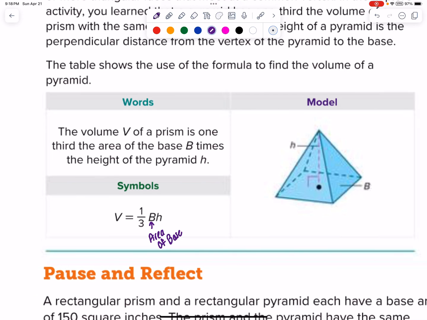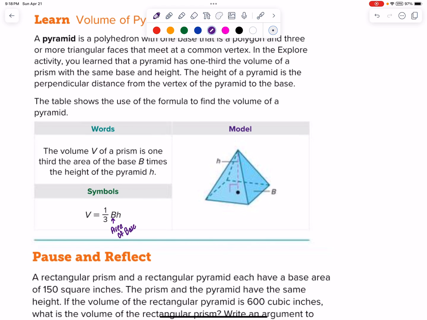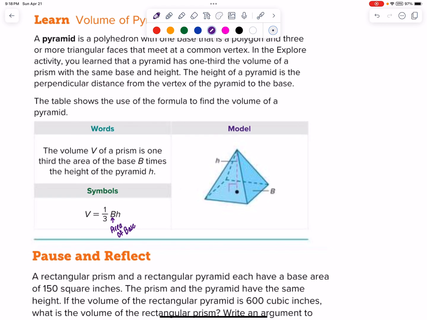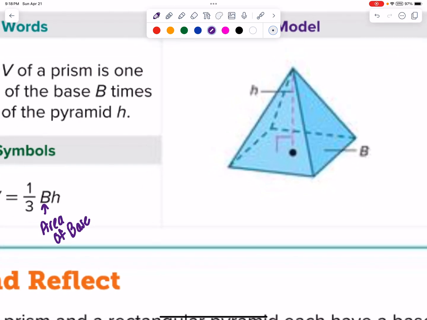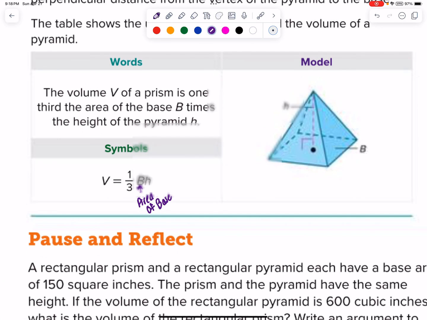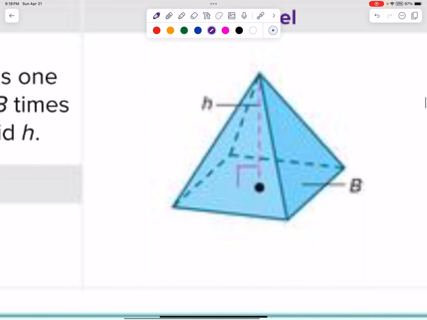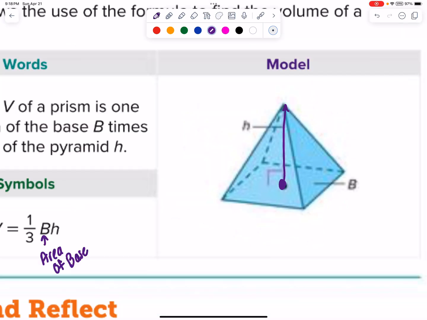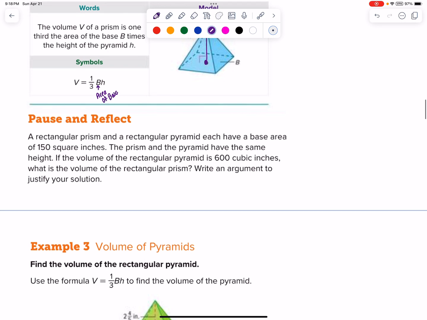because we know that some pyramids can be triangles and some pyramids can be rectangles. Okay, so it's either going to be 1/3 length times width times height, or 1/3 1/2 base times height. Okay, so same sort of concept. Let's go ahead and tackle this. Pay attention though, the height for this is in the center going up to the apex. Okay, that's the height. Okay, all right, so this one we don't have a picture, we just have words.